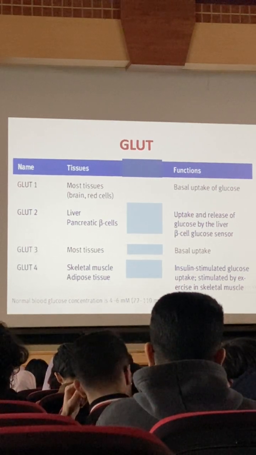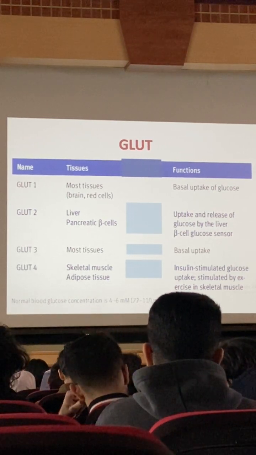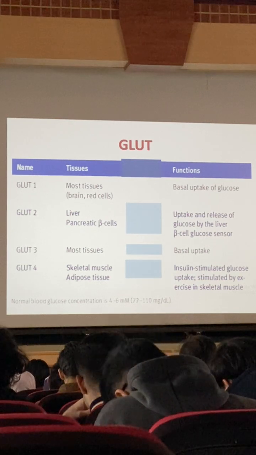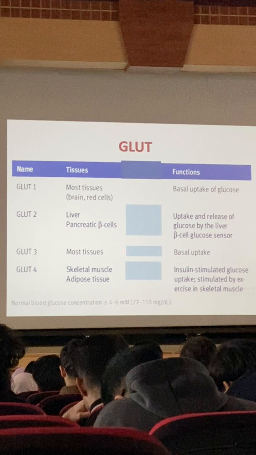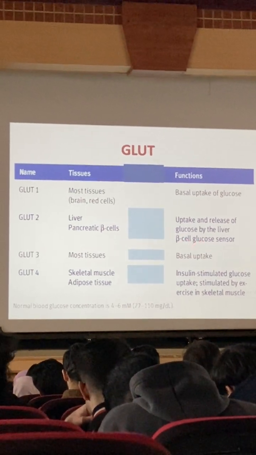It functions bidirectionally. GLUT 2 will take glucose to the liver and also can release the glucose back to the circulation from the liver. Another role is in the pancreatic beta cells, where it acts as a beta cell glucose sensor.